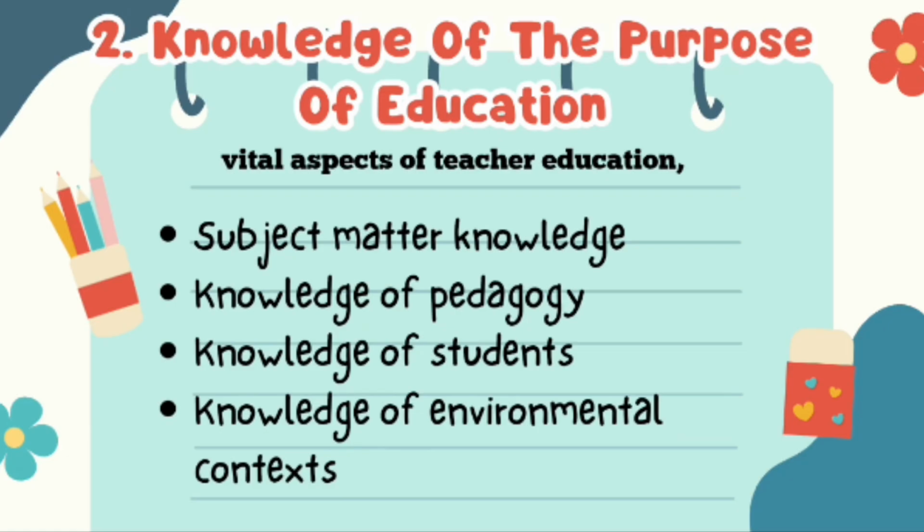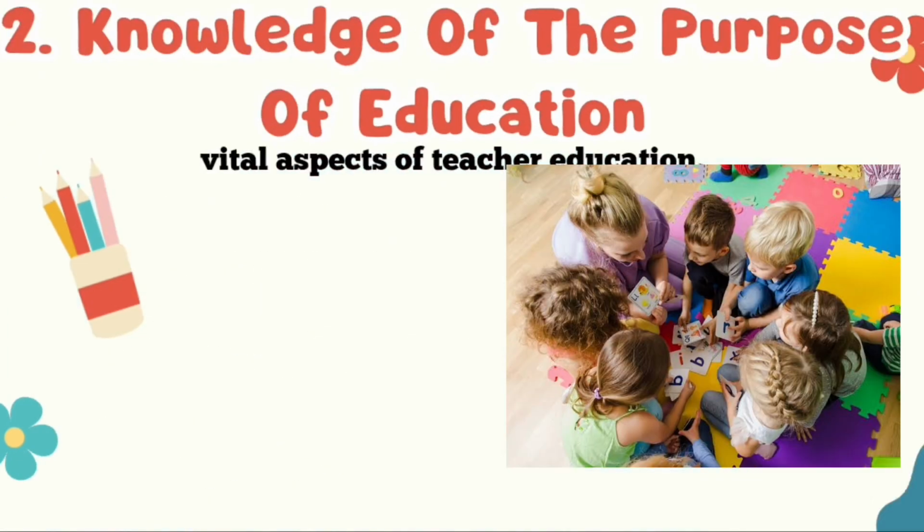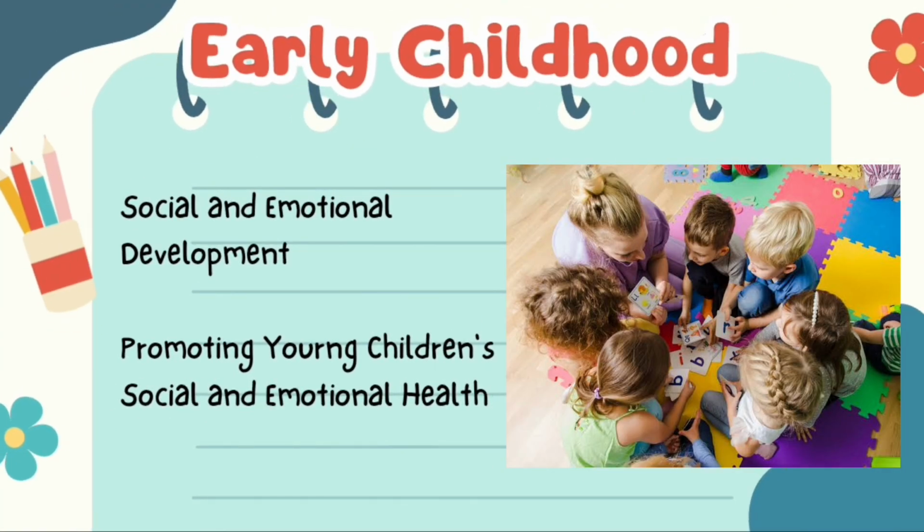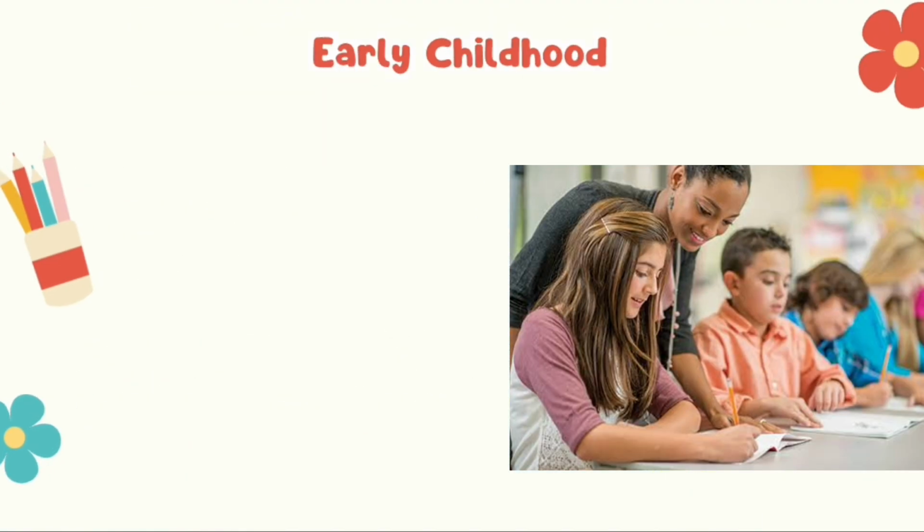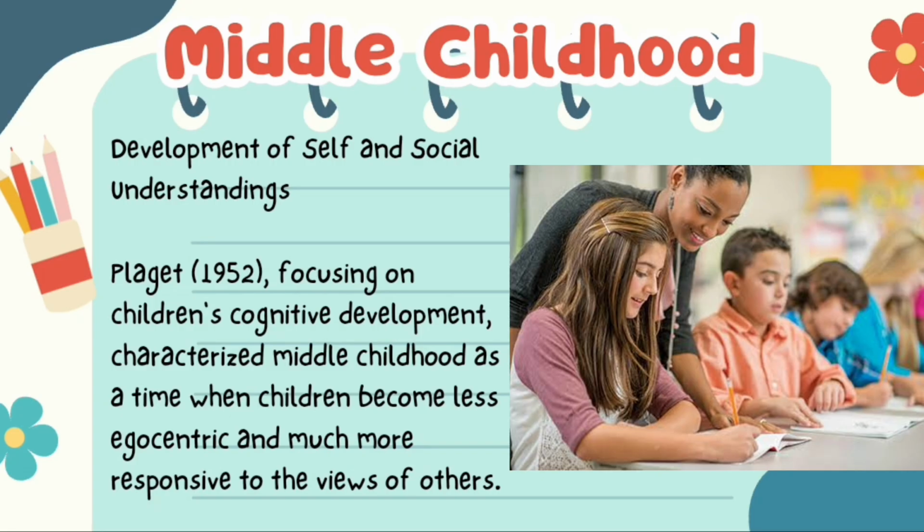To enumerate to you each stage's focus or effects that come from education itself. First off, early childhood: social and emotional development, promoting young children's social and emotional health. Next up is middle childhood: development of self and social understanding. It focuses on children's cognitive development. It is a time when children become less egocentric and much more responsive to the views of others.